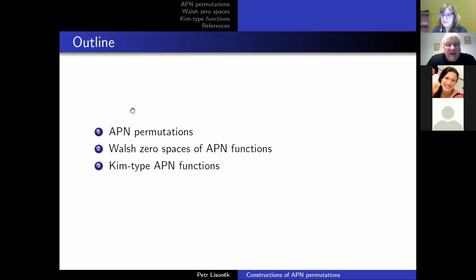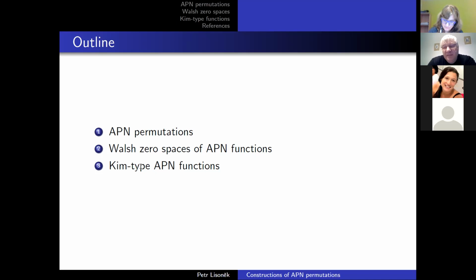explaining what the APN permutations are and why we are interested in them. And then there'll be two parts to the talk. In the first part, which deals with Voice-zero spaces of APN functions, we will be actually able to construct a lot of new APN permutations, and this is desired for cryptographic purposes. In the second part, we'll be investigating so-called Kim-type APN functions, which is a family that was introduced a long time ago. And there we'll also have a major result.